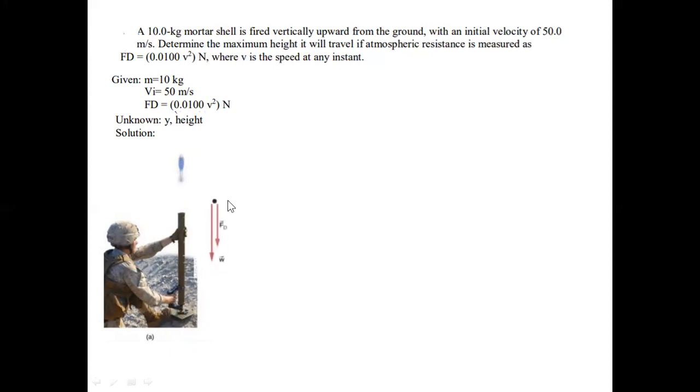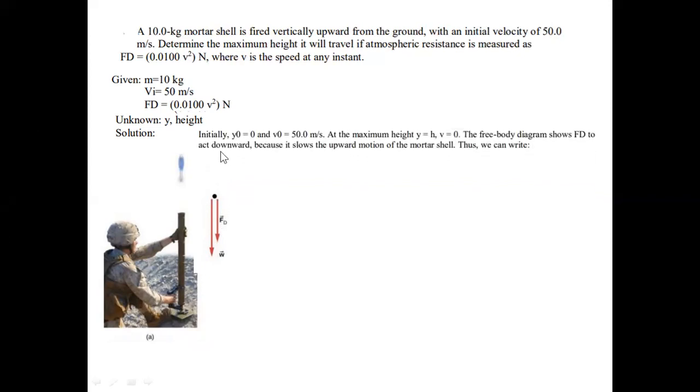Now, if we consider the free body diagram of this shell as a dot here, we have the drag force and the weight pointing downwards. The drag force is actually the air resistance. So since this is air resistance and the mortar shell is fired upwards, the drag force will be pointing downwards along with the weight of the mortar shell.